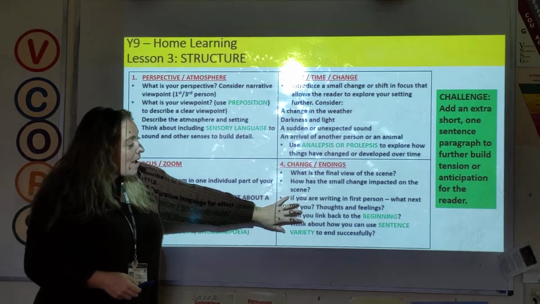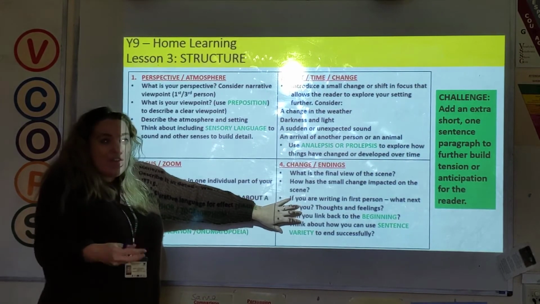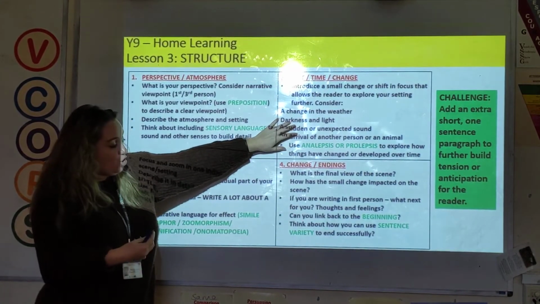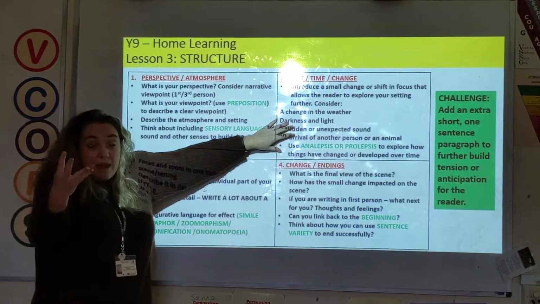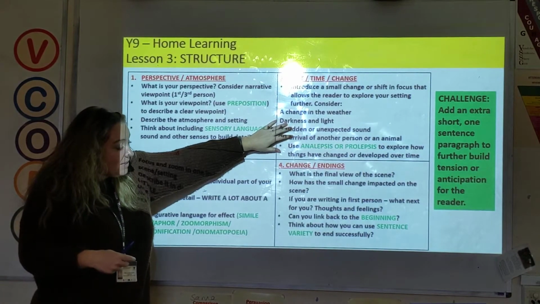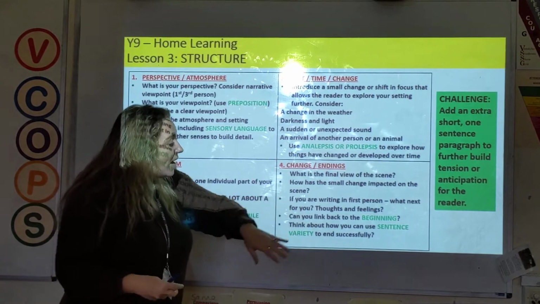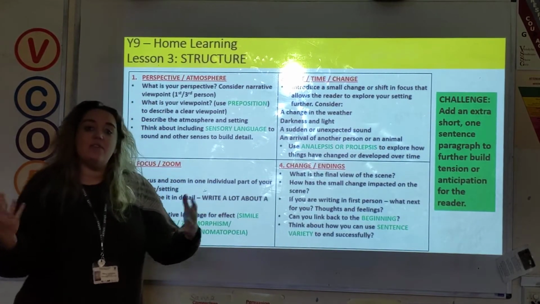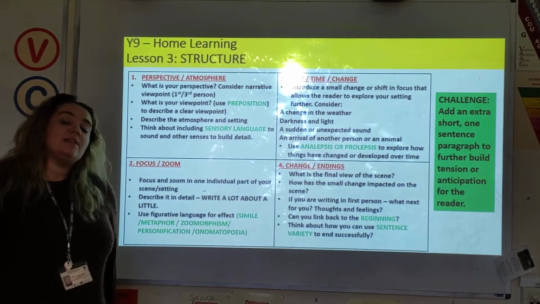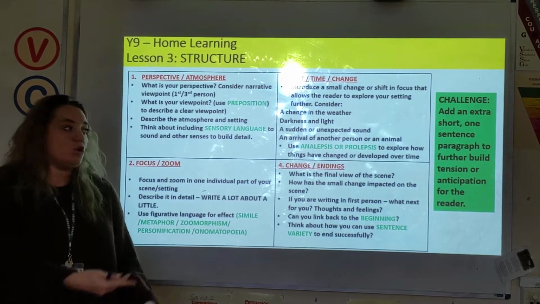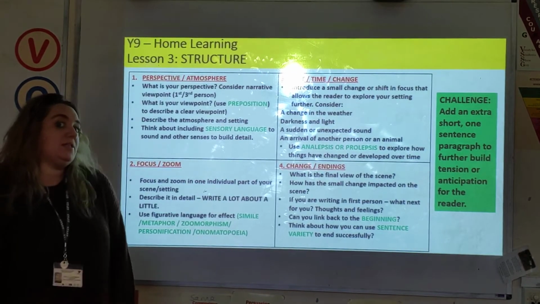Okay, think about how the change, how the time has impacted on your perspective, on your experience in this piece of creative writing. Can you link it back to the beginning? Okay, if you're writing in the first person, what's next for you? Where do you go next in your fantasy world? Do you want to stay there? Do you want other people to see it? Are you going to keep it a secret?